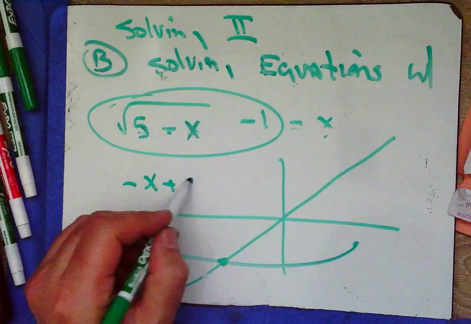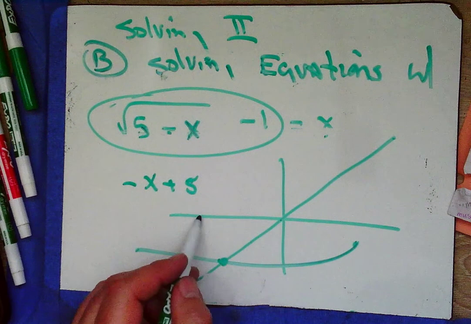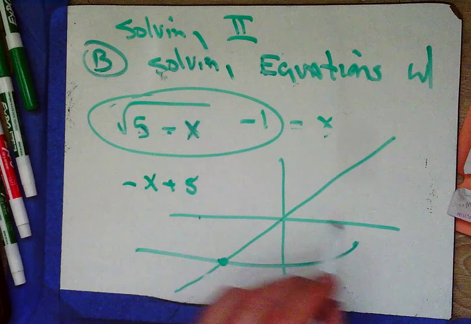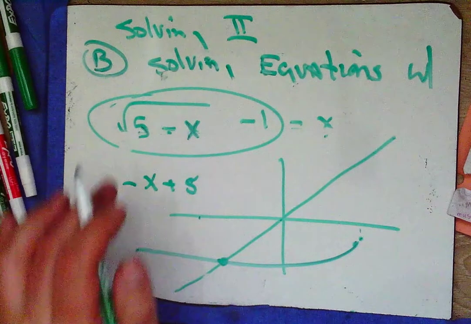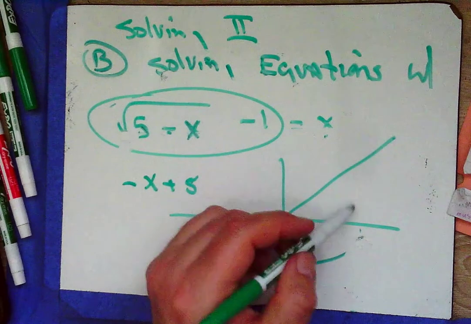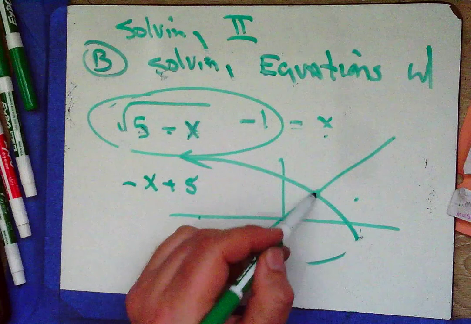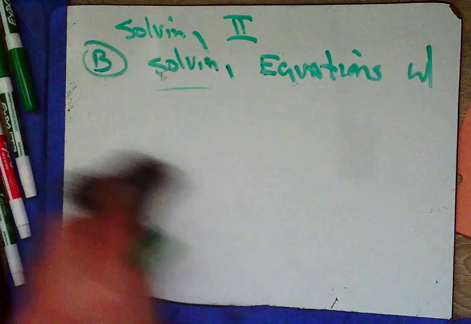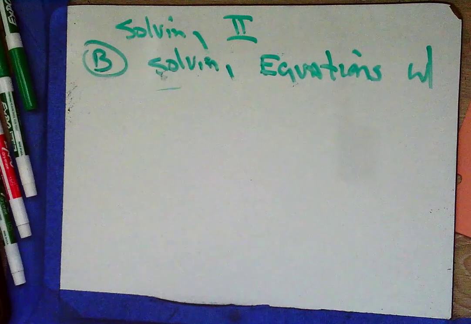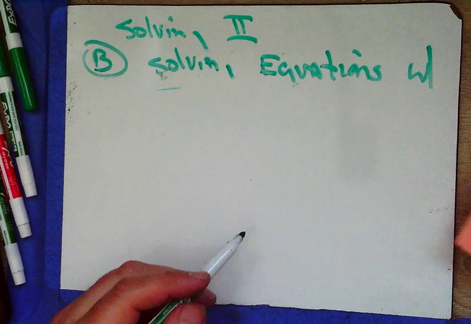Negative x plus 5. Oh, I shift it left, and then I reflect it, and I shift it down. Huh. That's surprising. Oh, not upside down. That's silly me. This way. Down 1, like that. There we go. One solution. Okay, so think about it graphically. That might help you figure out whether you have some extraneous solutions or not. So that was dealing with radicals.